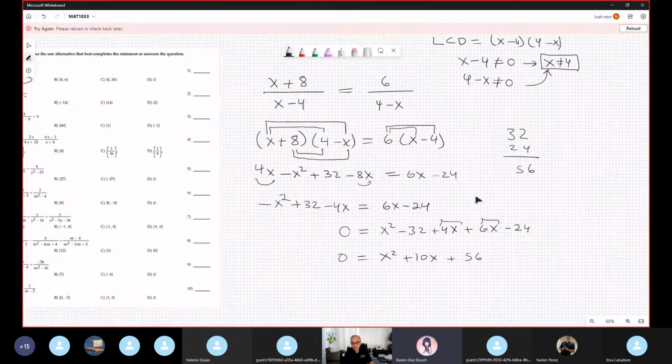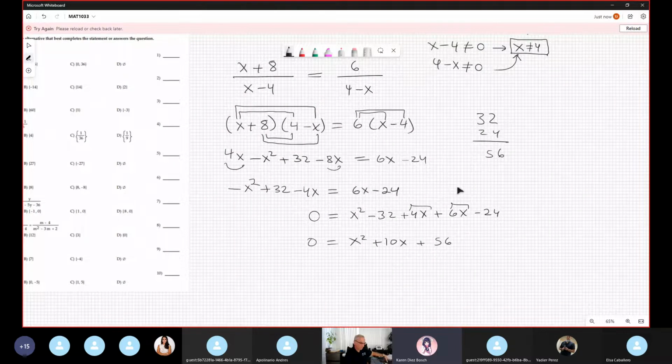This is the idea, no? 56. Why do we get this answer? 32, 24, 56. And the trinomial is now x squared, 3x, 56. No, something is wrong. Let me see.